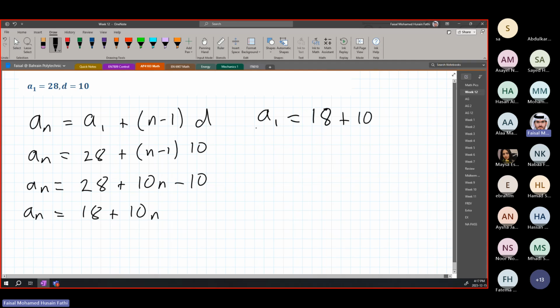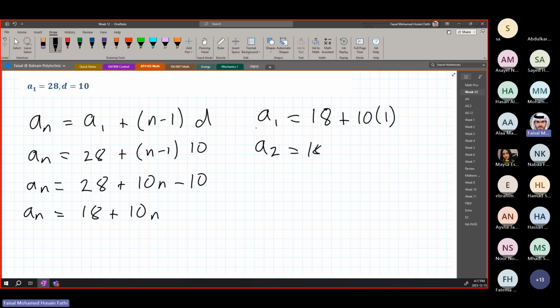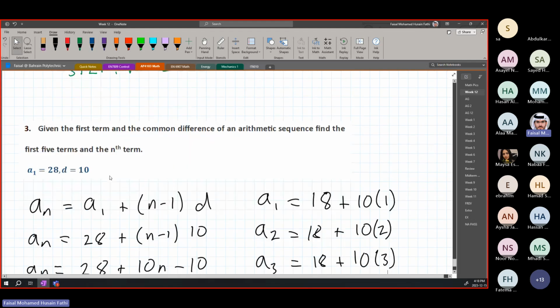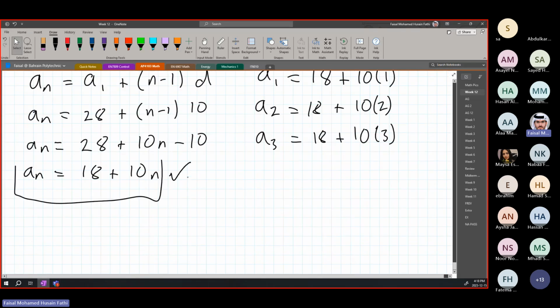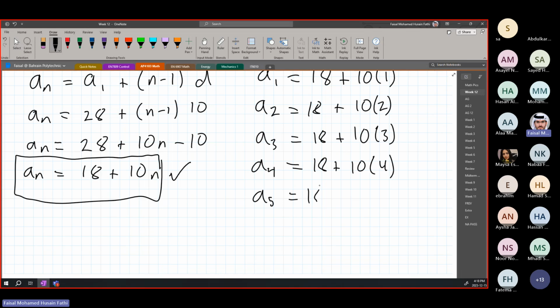A1 is 18 plus 10 times 1. A2 is equal to 18 plus 10 times 2. A3 is equal to 18 plus 10 times 3. And we're going to go all the way up. It said the first 5 terms, so this is A1, 2, 3, 4, 5. Nth term, we already found it. When we have an equation in AN, this is the nth term, basically. A4 is equal to 18 plus 10 times 4. A5 is equal to 18 plus 10 times 5. And that's it. We're done.